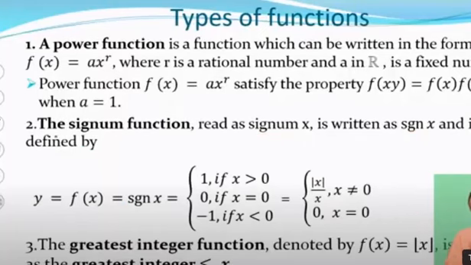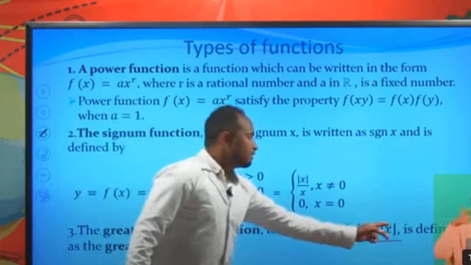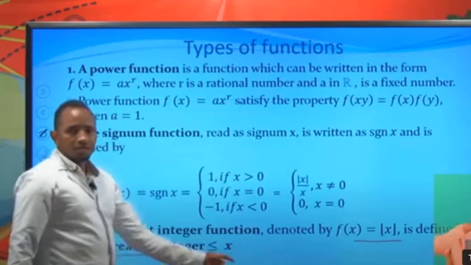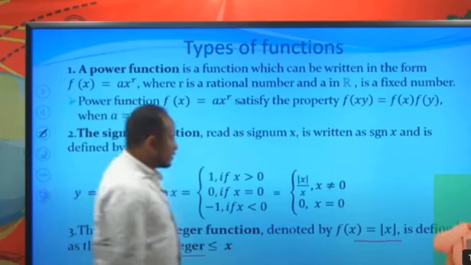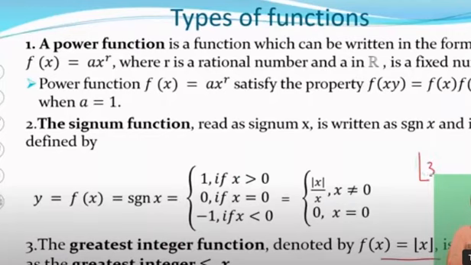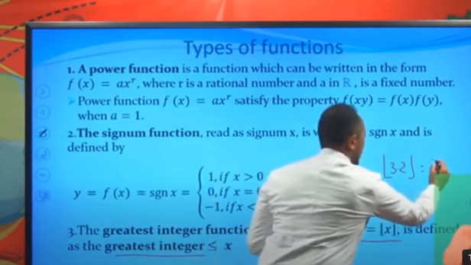The greatest integer function is denoted by this one. f of x is equal to the greatest integer of x. This is defined as the greatest integer less than or equal to x. For example, what is the greatest integer less than or equal to 3.2? So the greatest integer less than or equal to 3.2 is 3.